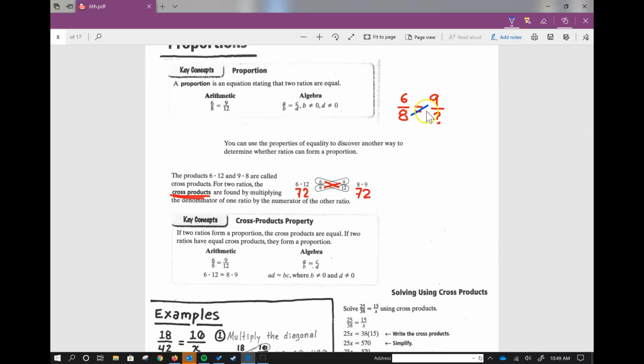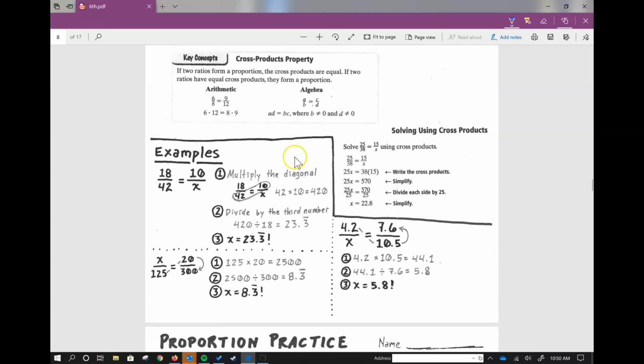First step, multiply our diagonal. The numbers that are diagonal from each other are 8 and 9, which gives us 72. And then we divide by the number we haven't used yet, which is 6. So we're going to divide that by 6, and that gives us 12. So this question mark can be replaced by 12. We know that's the right answer because of over here. Multiply your diagonal, divide by the number you haven't used yet. Let's look at some more examples down here.